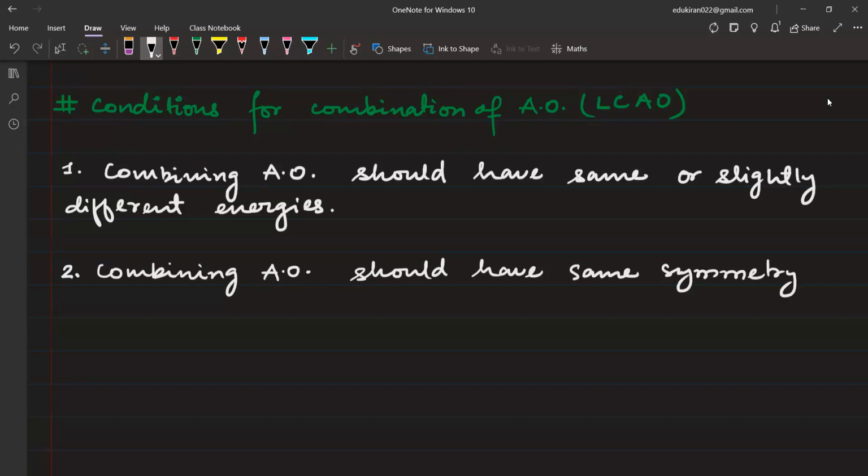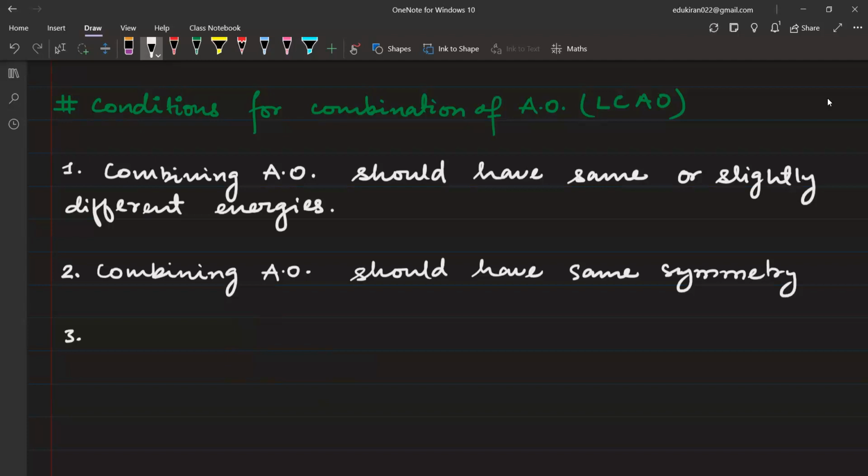Should have same symmetry. What is the meaning of same symmetry? For example, if I am taking the p orbital, then I should also be taking it here. For example, if it is plus minus, then I should be taking plus minus here. Similarly, I cannot be combining atoms like this: you have plus and minus, and I am combining with plus here, so it is going to get cancelled out. So we cannot combine in this order. They should have similar symmetry.